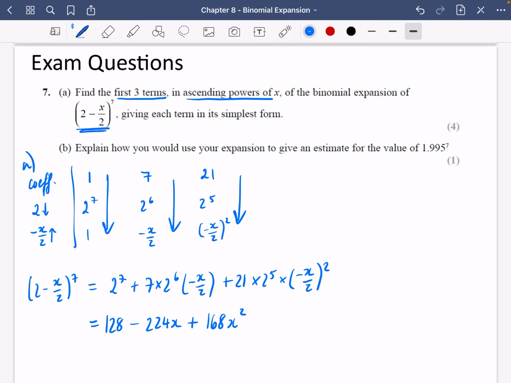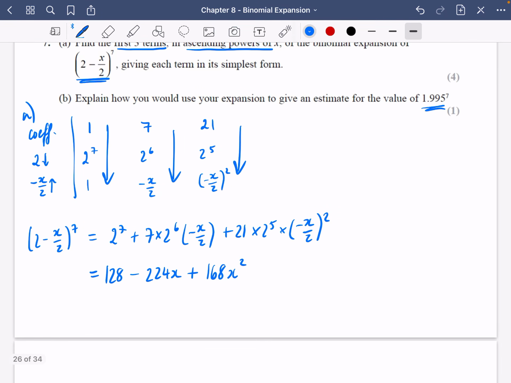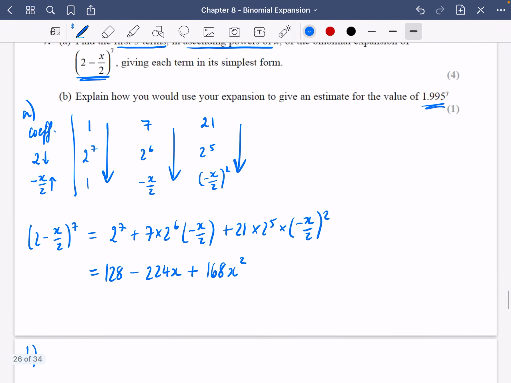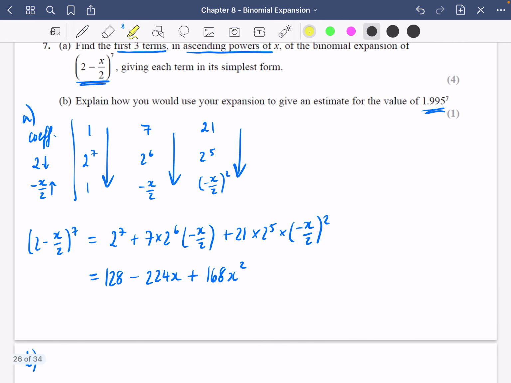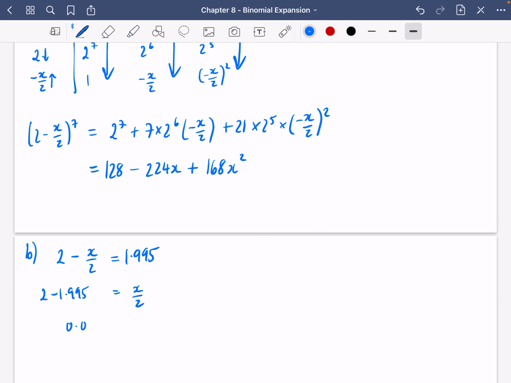It then says, explain how you would use your expansion to give an estimate for the value of 1.995. It's really annoying. It would just be easier if they just asked you to do it, but it's like they only want to give you 1 mark instead of 2. So first of all, we want to do 1.995. Means I want this and this to be the same. So 2 minus x over 2 to be 1.995. If I rearrange this, I'll do 2 minus 1.995 equals x over 2. So 0.005 equals x over 2. So 0.01 is equal to x.